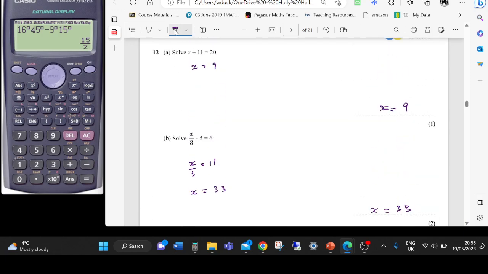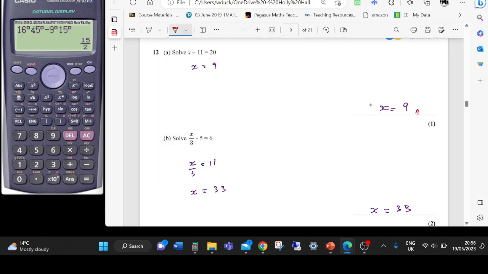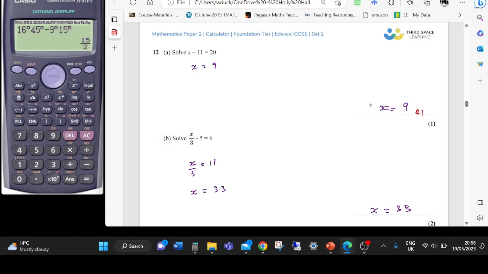And marks for that then, right, we have 1 mark for just the 9, so A1, and then for the second one we have M1 for 11 and then A1 for 33.